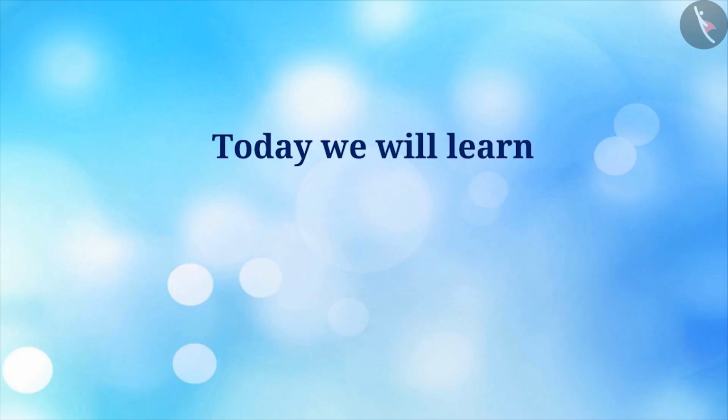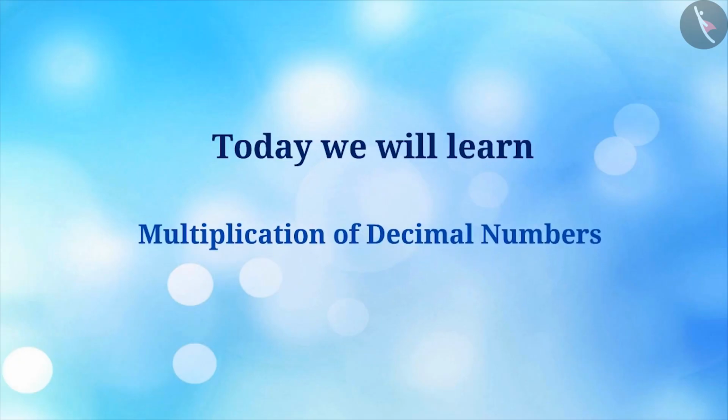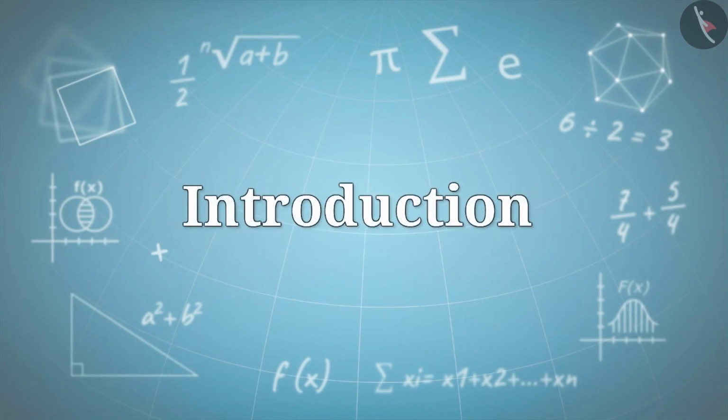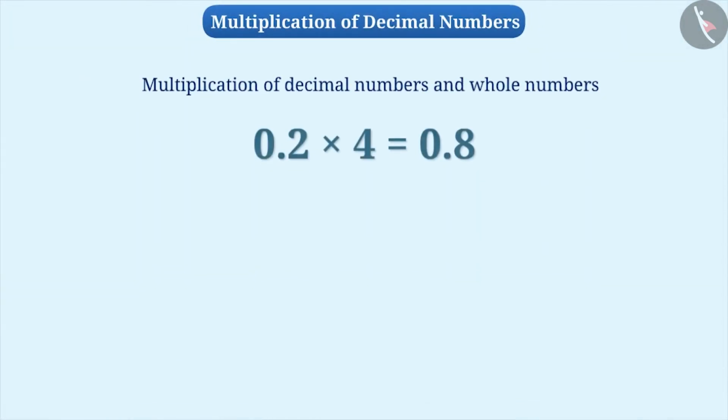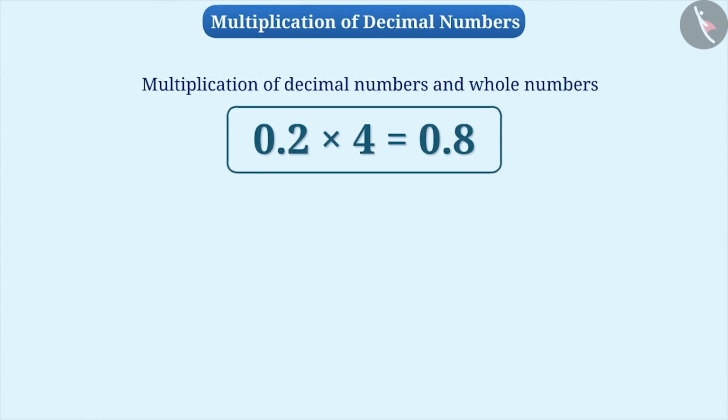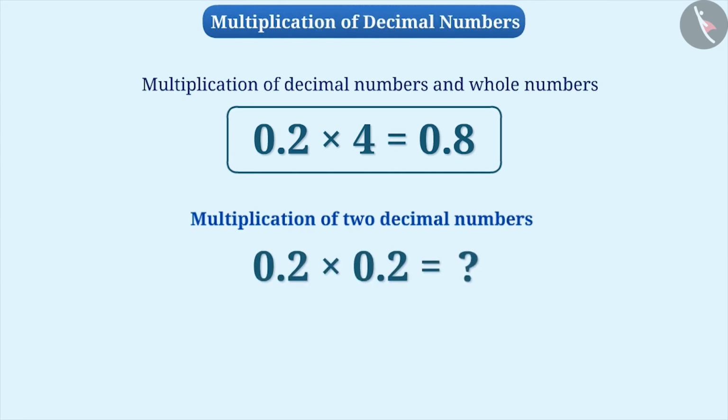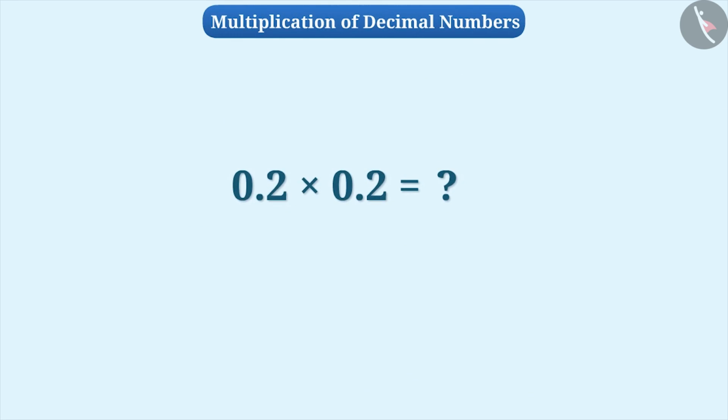Today we will learn multiplication of decimal numbers. In the previous video, we have learnt multiplication of a decimal number and a whole number. Now, we are going to learn multiplication of two decimal numbers. Suppose we need to find the value of 0.2 multiplied by 0.2. Will the answer be 0.4? Think for a while.